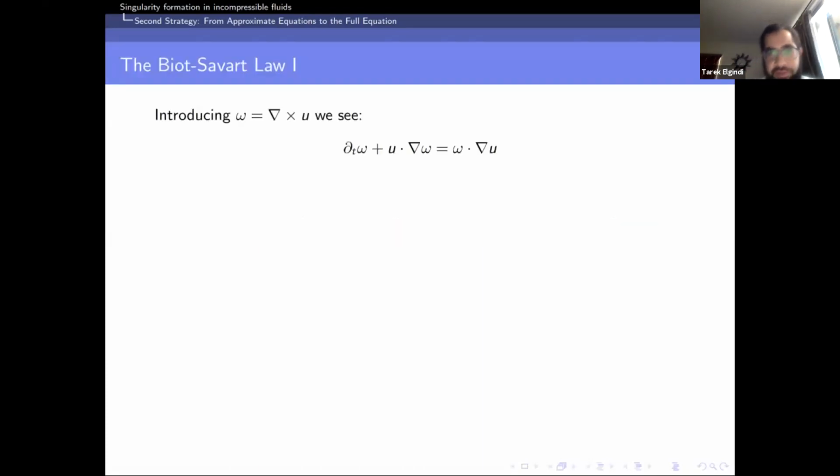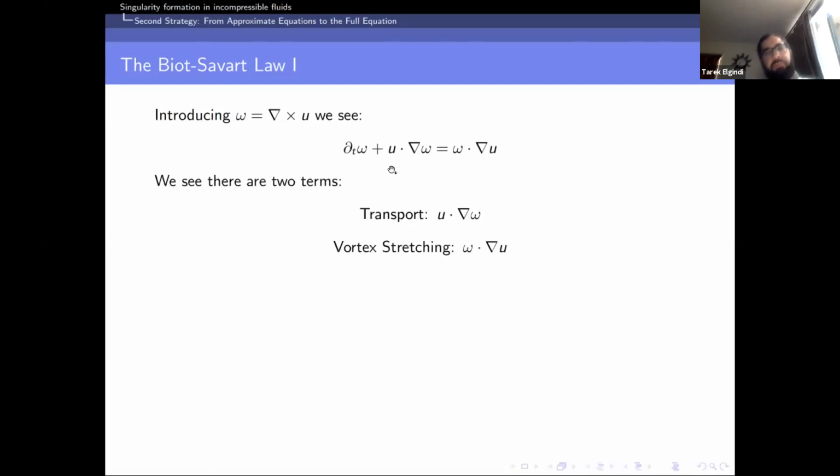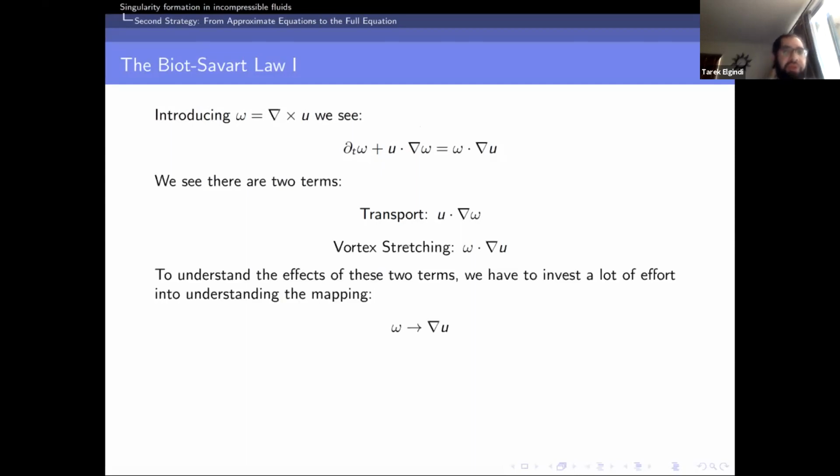So I'm passing now to the old notation, which is little omega for the vorticity, sorry about that. There are two things happening to omega in 3 dimensions. It's being transported by the first term, and it's being stretched by the term on the right-hand side. And the growth is really coming from the stretching term.